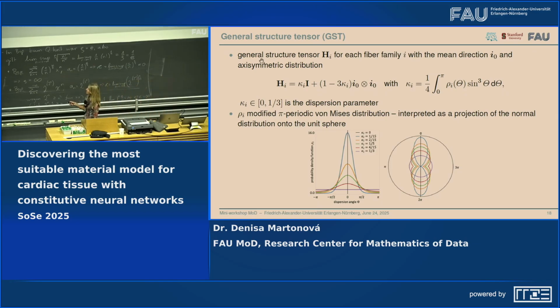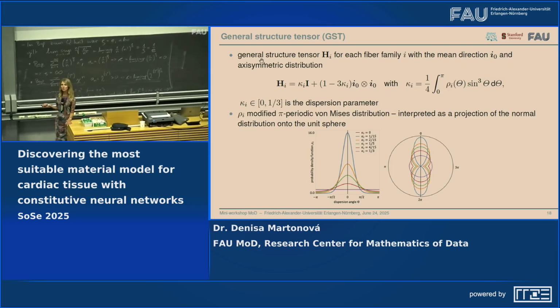So you see here that H_i is the structure tensor, and this depends on the identity multiplied by some scalar kappa value, plus then the tensor for the fiber family, again scaled by the kappa value. So here you can see two extreme cases. When kappa is equal 0, then we have perfect fiber alignment. This was the assumption so far. So this means the dispersion angle is 0, and all the fibers lie on this line.